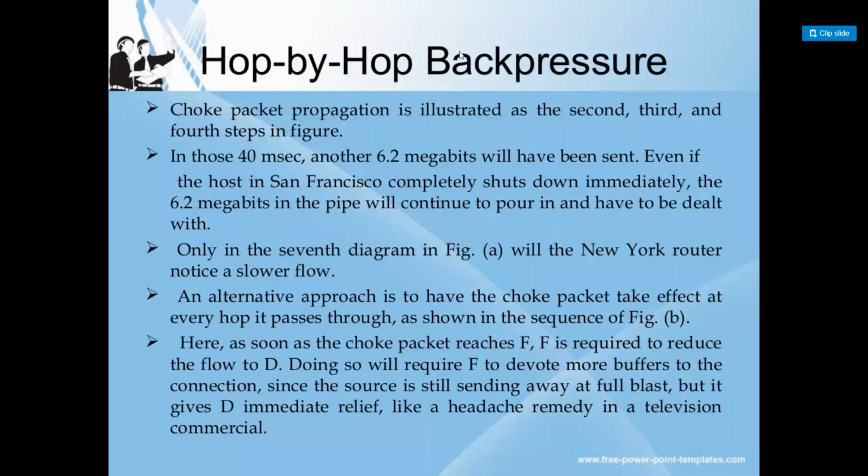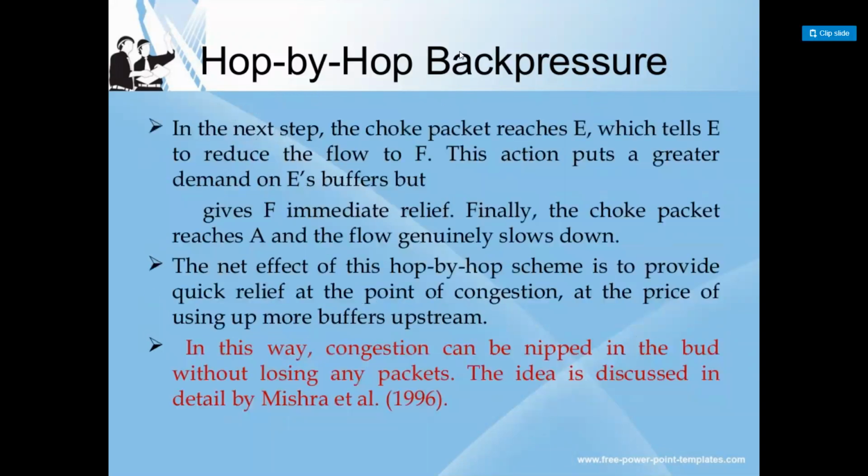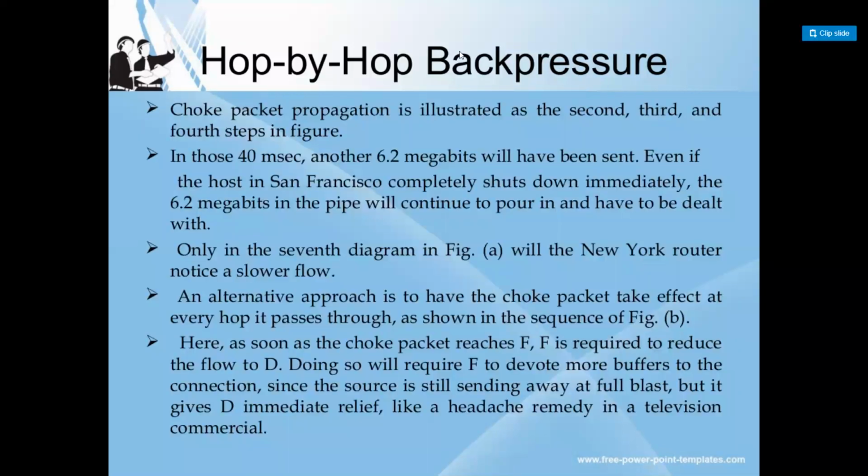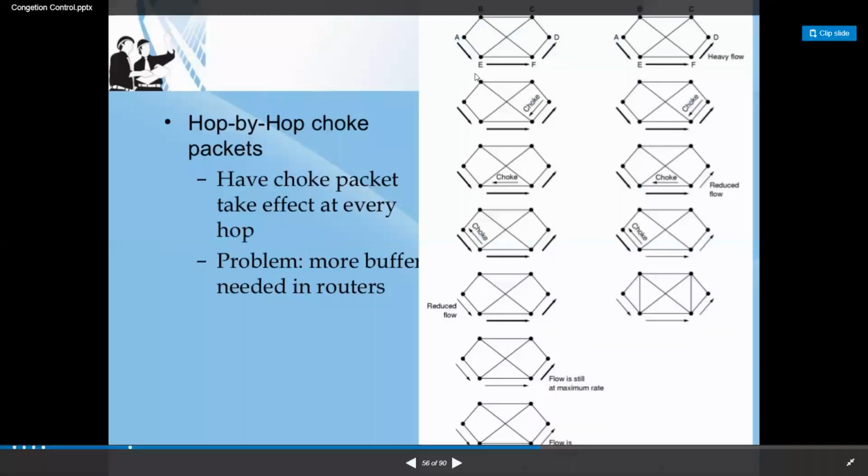See here. The choke packet, the hop by hop back pressure. The choke packet propagation is illustrated as the second, third, and fourth steps in the figure. See here, second, third, and fourth steps. In the second step, the choke packet is sent from D to F. In the third step, the choke packet is sent from F to E. In the fourth step, the choke packet is sent from E to A.